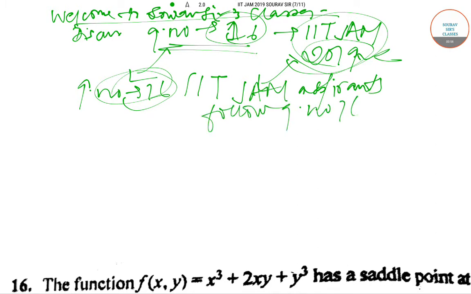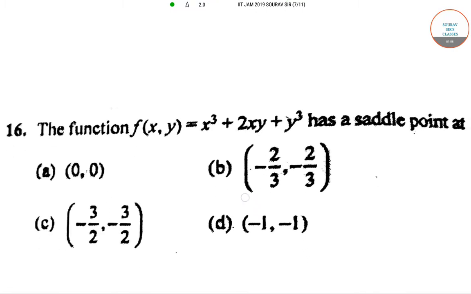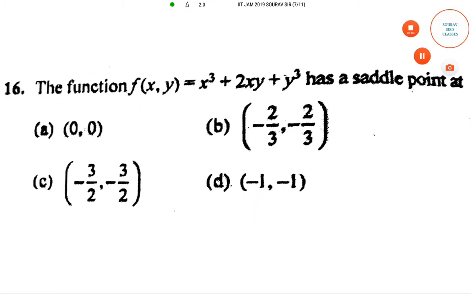So let us discuss what question number 16 is. Now we are moving to question number 16. So let me read out the question. The question is now before your screen, and the question goes something like this.